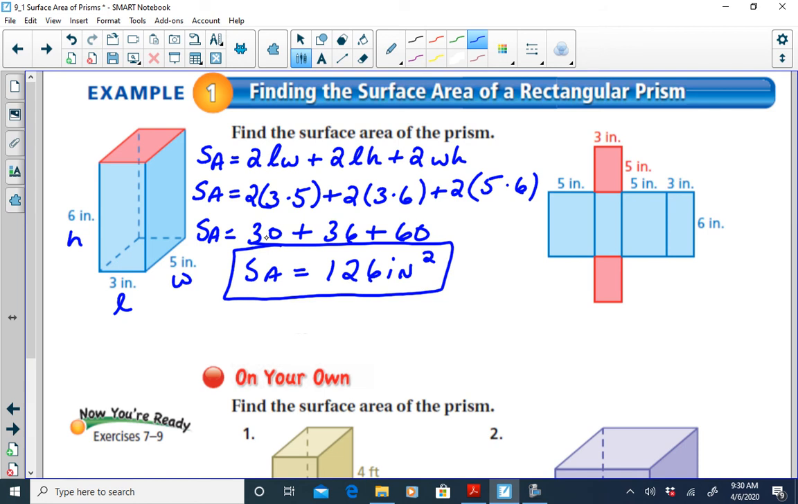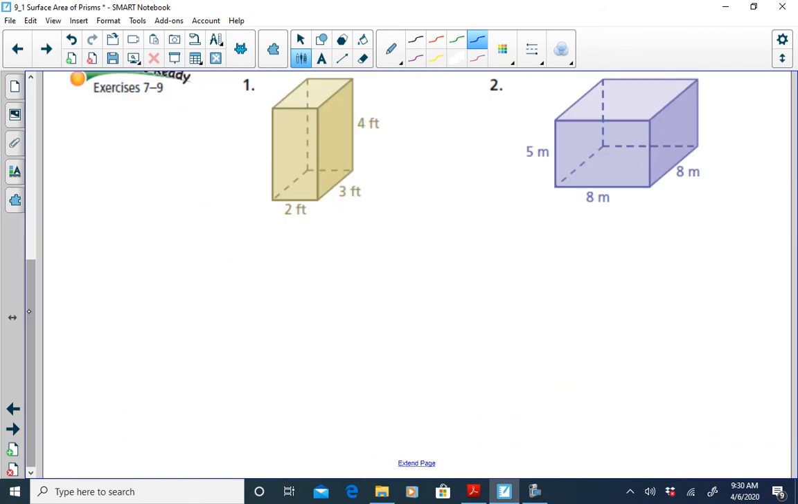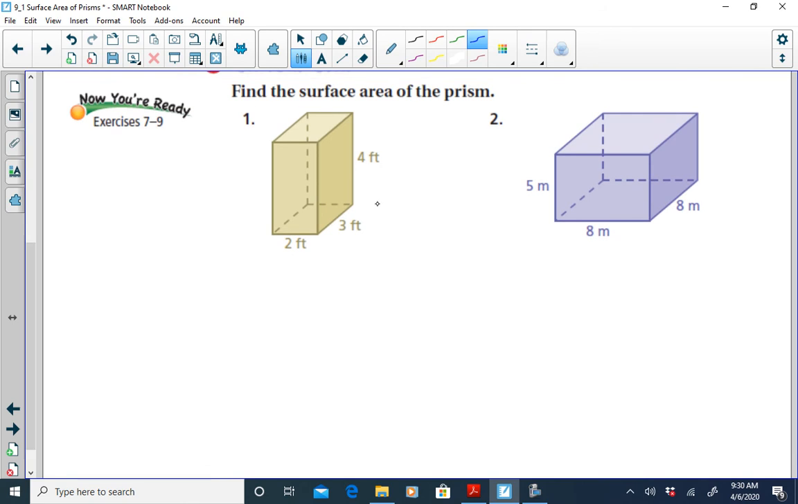Alright? Okay, let's do a couple more of the rectangular prisms. We'll do these two down here. Once again, we just simply use the formula. So surface area is equal to 2 times length times width, plus 2 times length times height, plus 2 times the width times the height.